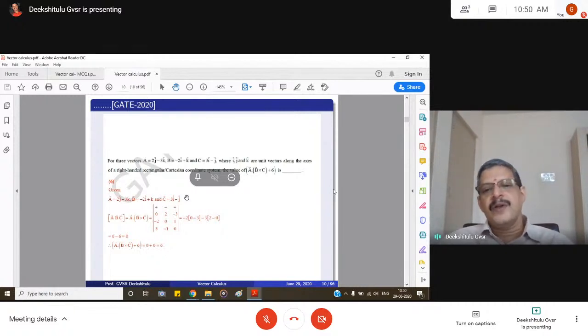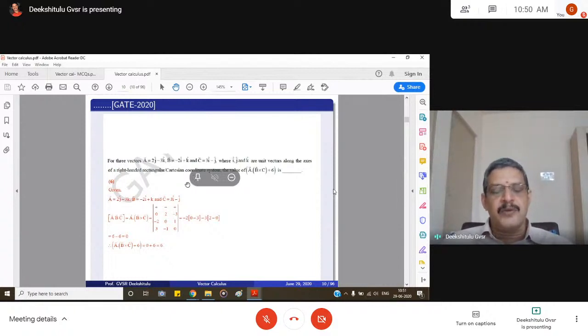What is the value of A dot B cross C plus 6? This is a very, very basic problem. Just dot products and cross products. So A, B, C are given to you. A dot B cross C is also known as the triple product. That is given by the determinant of the components involved. The components of A are 0, 2, 3.